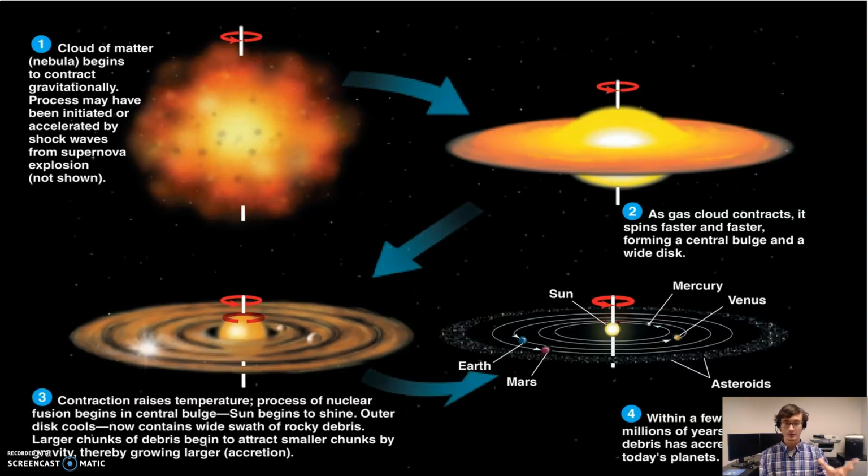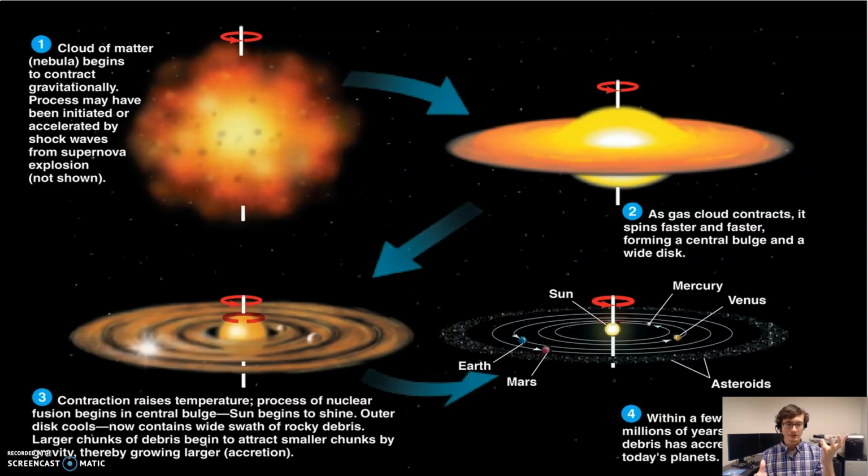The center gets so hot that we overcome a certain threshold and we begin the process of fusion. So the sun turns on, huge ignition, blowing away everything that was near it and starting the sun. And finally, our last step here is we have the process of accretion. So the material that's spinning around the disk.